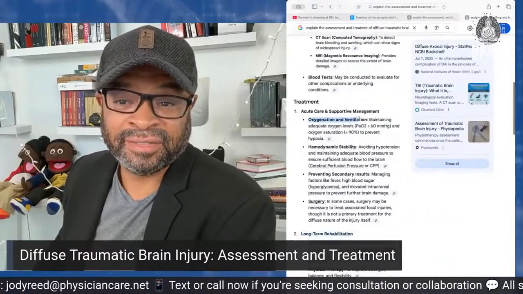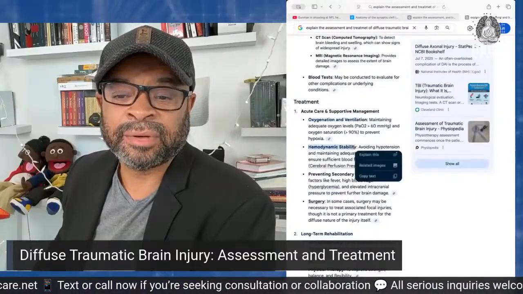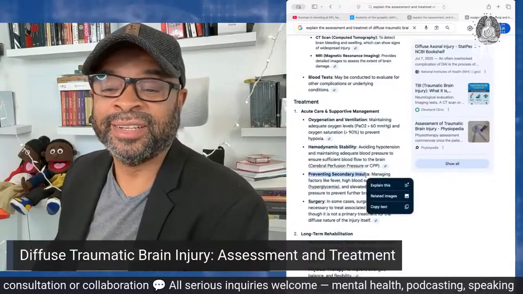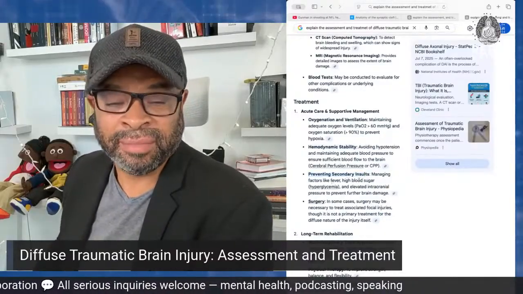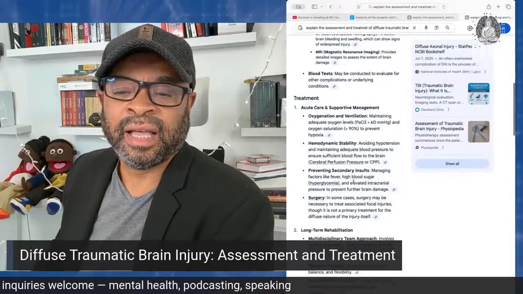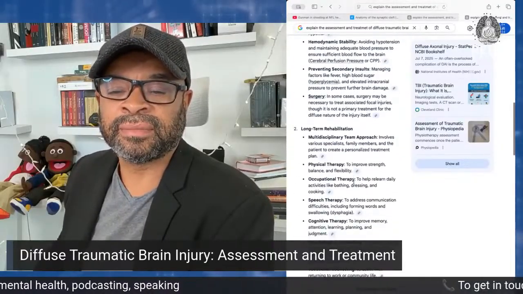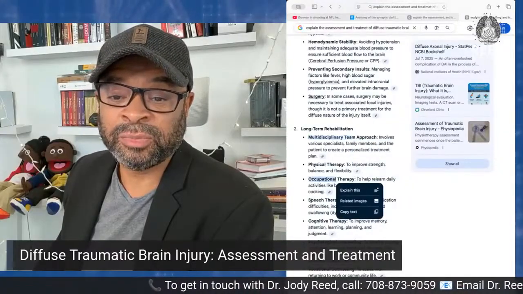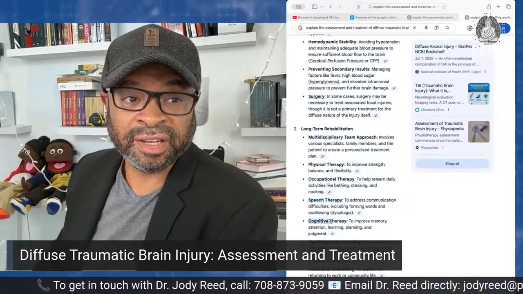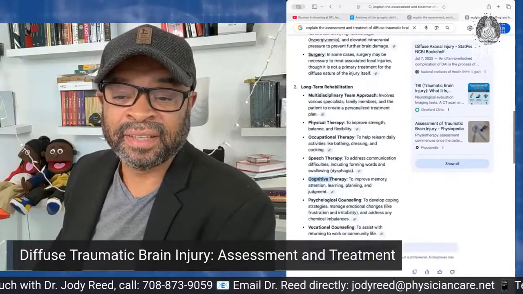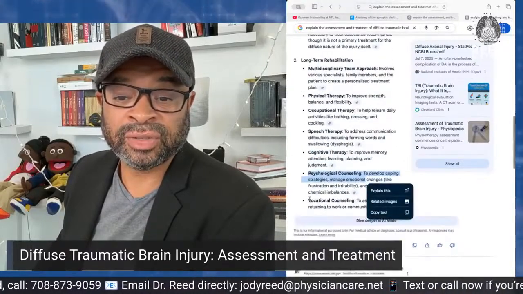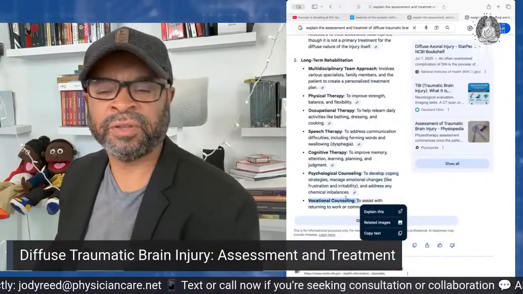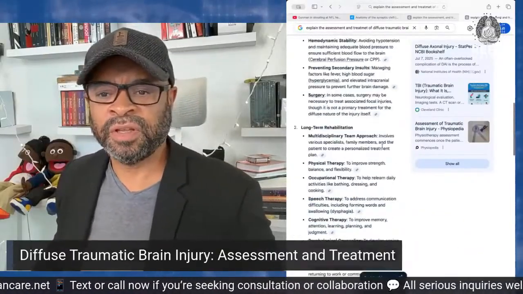Look, oxygen and ventilation, stabilize the blood pressure, prevent other problems by managing everything correctly, right? So you don't want a fever, you don't want high blood sugar, things like that. Long-term stability. Again, the multidisciplinary therapy, right? Occupational, getting around the house, speech, communication, cognitive, alertness, awareness, psychological counseling, support, vocational counseling, basically being able to assess the person's skills and help him get back to work.